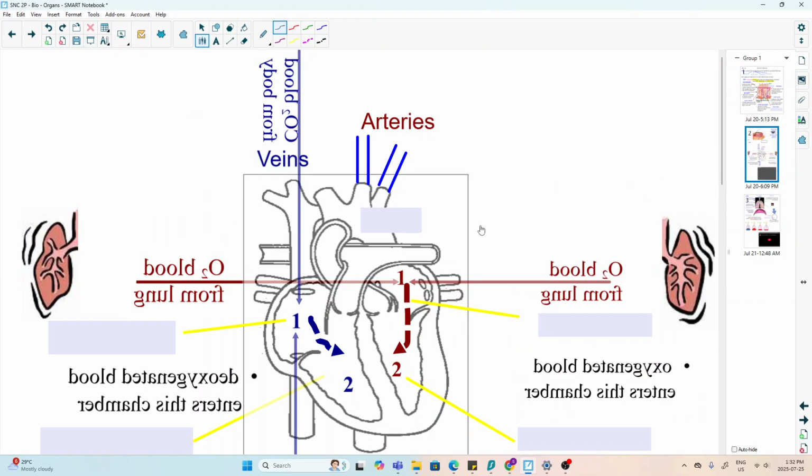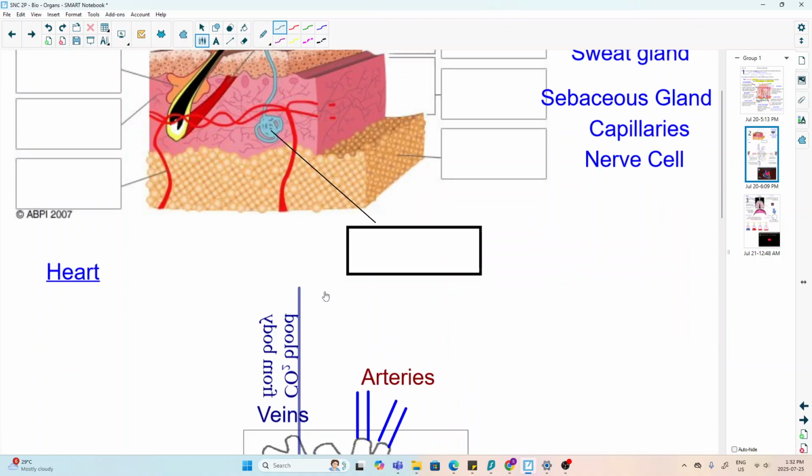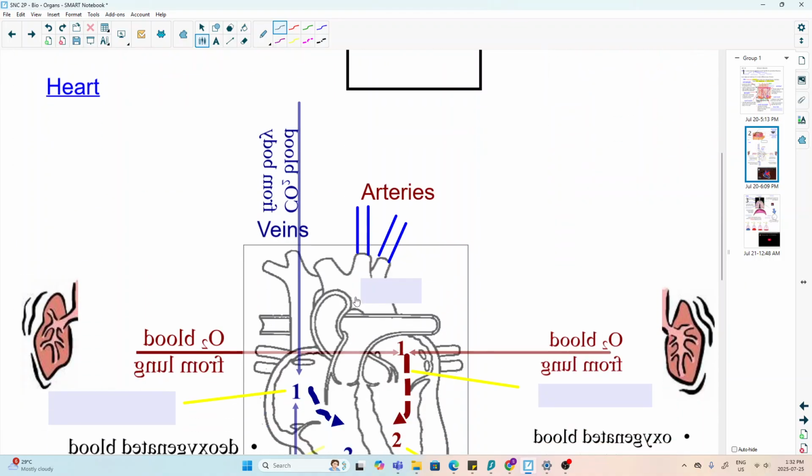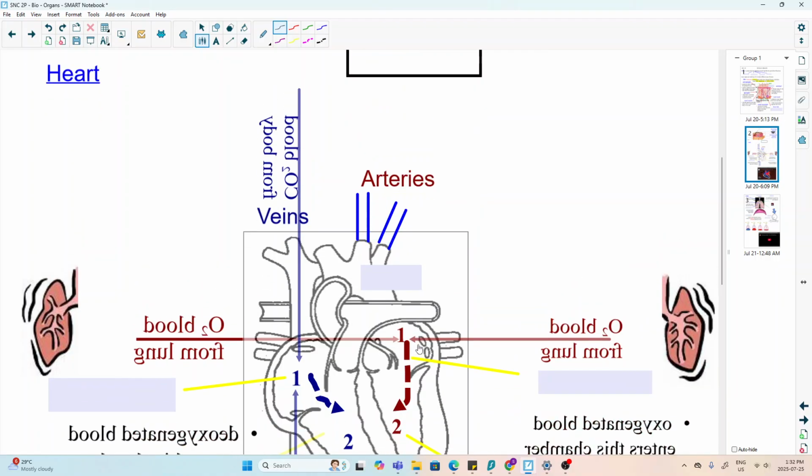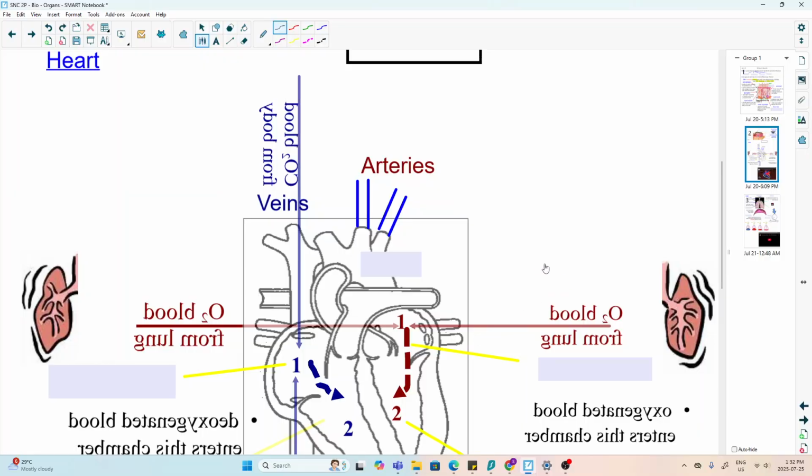So let's take a look. Don't worry about this, this is just a review. Let's look at the heart. I usually give you a diagram of the heart with a note-taking sheet, so this is on your note-taking sheet, if you're in class.